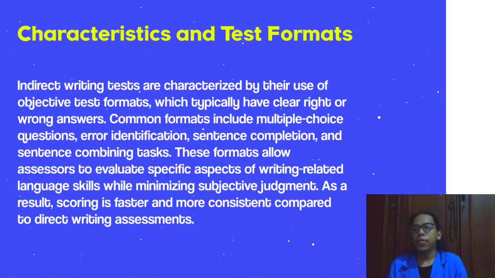For the characteristics and test format, indirect writing tests are characterized by their use of objective test formats, which typically have clear right or wrong answers. Common formats include multiple choice questions, error identification, sentence completion, and sentence combining tasks. These formats allow assessors to evaluate specific aspects of writing-related language skills while minimizing subjective judgment. As a result, scoring is faster and more consistent compared to direct writing assessments.